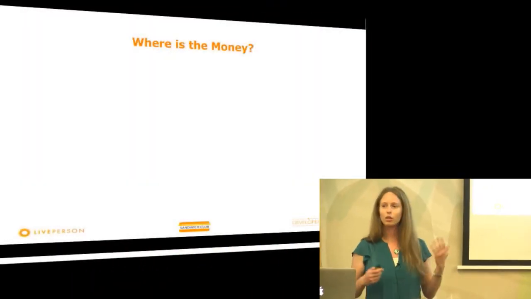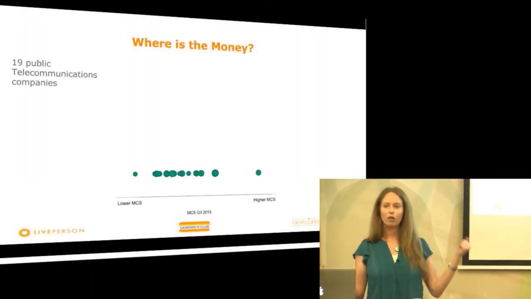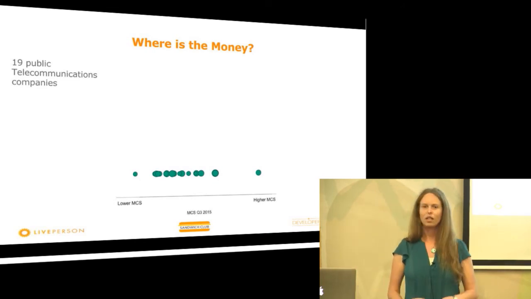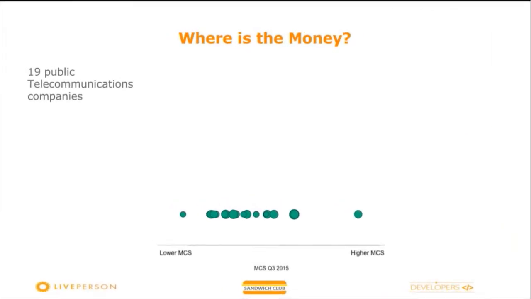So we wanted to see if we can see this in our data. For this, we took our customers that are in the telecommunications industry and are also public companies. We have 19 of those, and we calculated the MCS for each one of them. The circles that you see here are those 19 brands, and the size of the circle represents the revenues of the brand. So we ranked those brands here on this MCS scale.